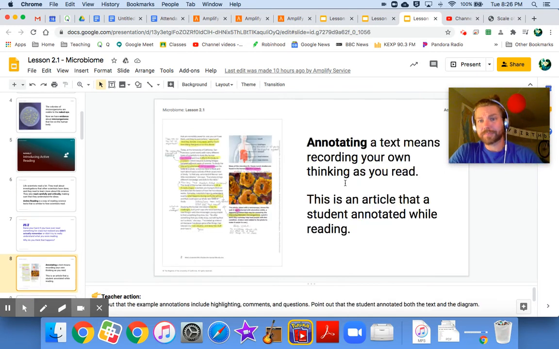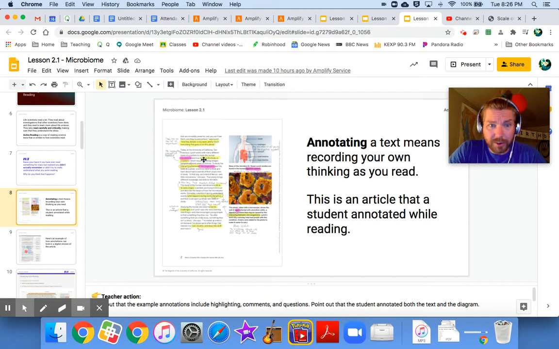One of the things we're going to do is annotate. Annotating a text means recording your own thinking as you read. So as you're reading it and you start thinking about things, you write it down, you make notes of it, you highlight, you underline, all these things. We're going to specifically talk about that in a little bit. So look at this article right here. Oh my gosh, this person, they highlighted, they wrote notes in the margins, they have different color highlighting. Please notice, they did not highlight the entire article. Why would that not be a good thing? To highlight, because then nothing stands out. It all stands out.